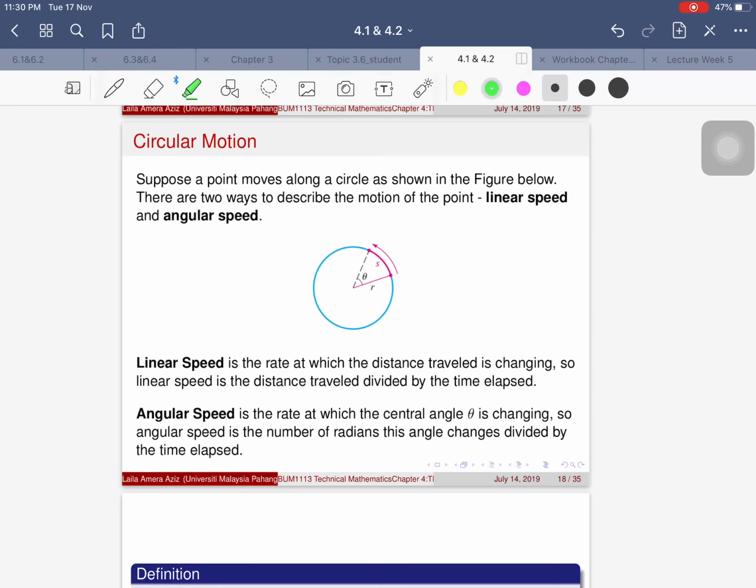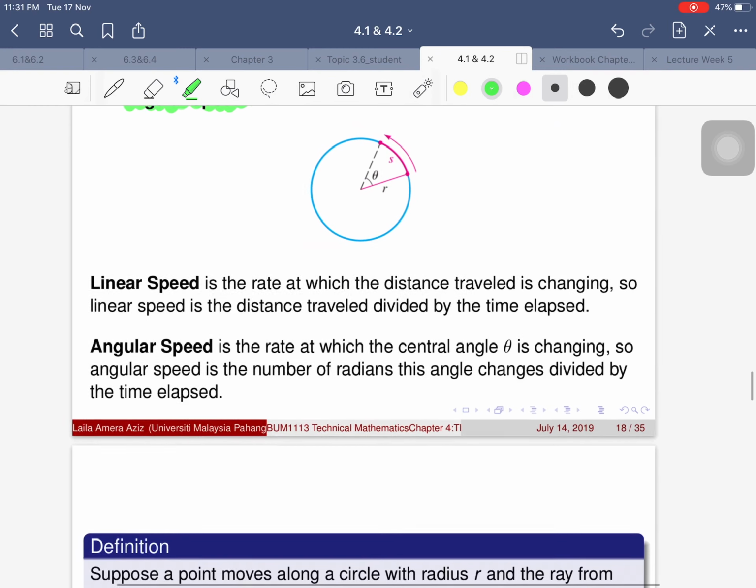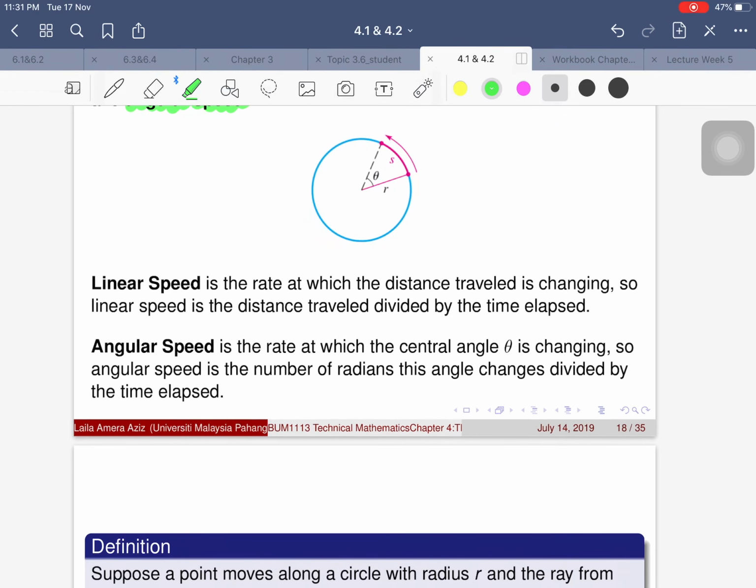These are going to be the two terms that we are going to discuss: linear speed and angular speed. So what is linear speed and angular speed? This is going to be the full definition of them.